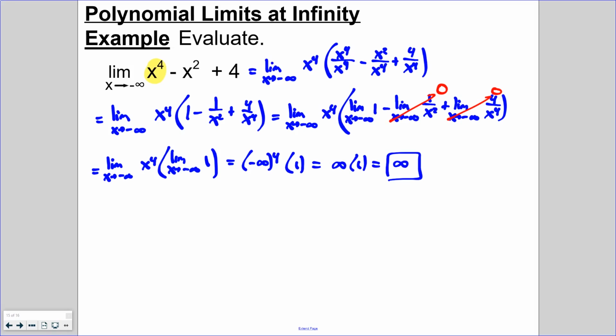And just a reminder in case you've forgotten, negative infinity to the fourth, remember we can break this out to be negative 1 times infinity to the fourth, which would be negative 1 to the fourth times infinity to the fourth. Negative 1 to the fourth is 1, infinity to the fourth is infinity, and 1 times infinity is infinity. So again, just in case you forgot that from earlier, that's why negative infinity to the fourth power is positive.